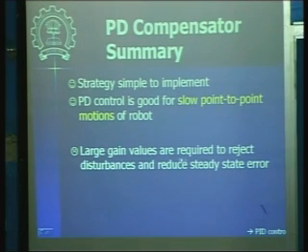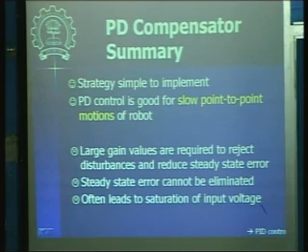Next, large gain values are required in PD control. Why are large gain values required? Basically to have a lower steady state error. Then, steady state error in PD control cannot be eliminated altogether. Inherently PD control will have some error. If you have a disturbance, there will be some error. Depending upon the gain values, you can control that error, but there will be some error. It's not that ideally there is zero steady state error in PD control when you have a disturbance.